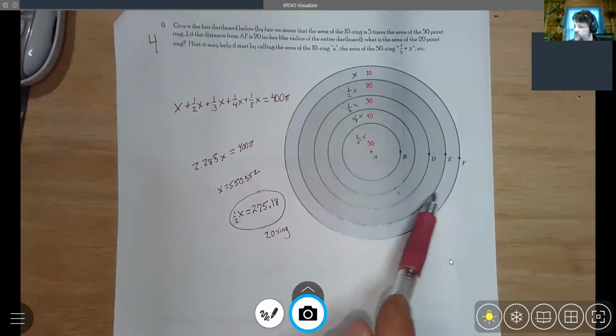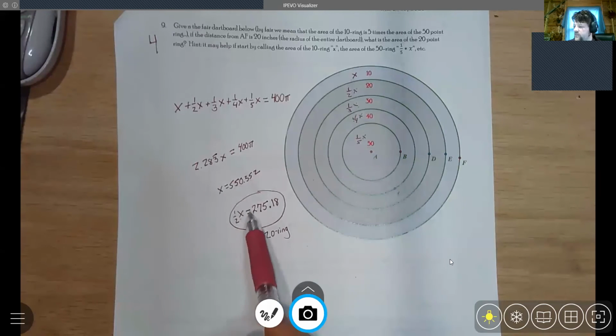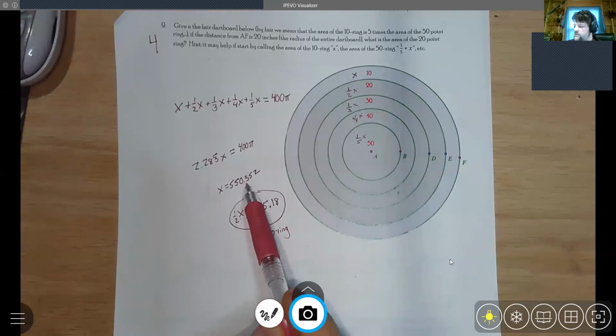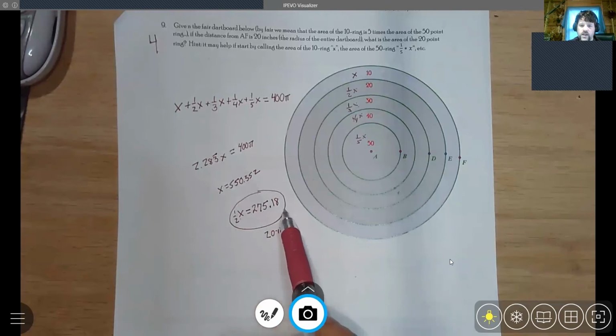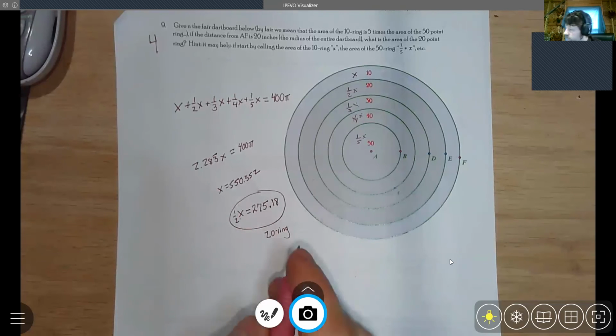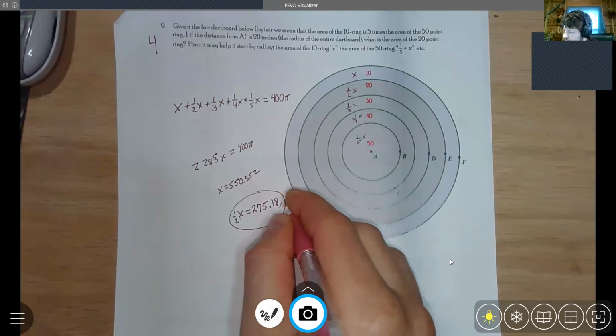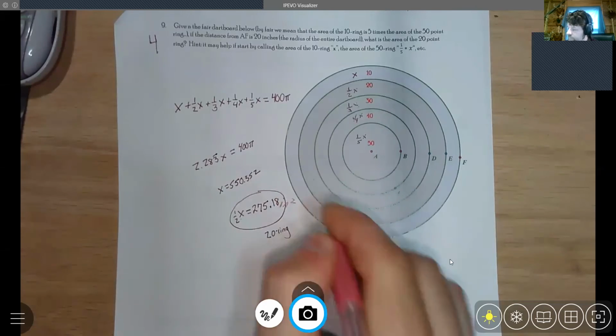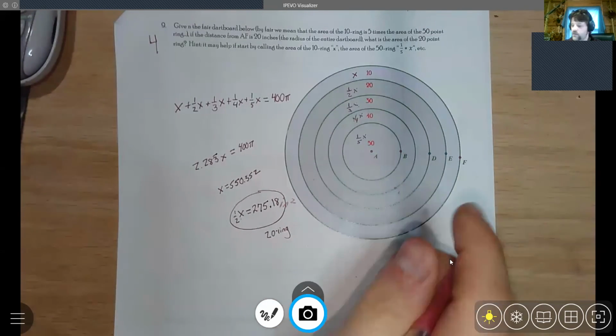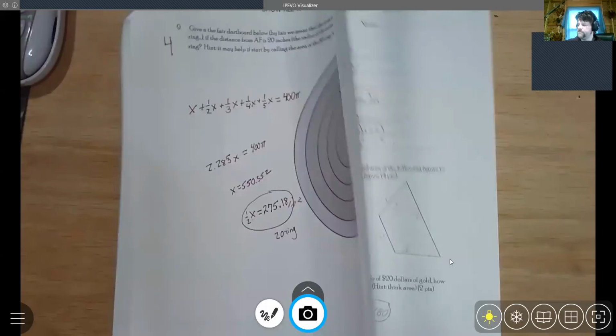But I want the area of the 20-point ring, so I divide that in half, right? Half x is 20 points. So half times this gives me 275.18. And that's in square inches. Okay?